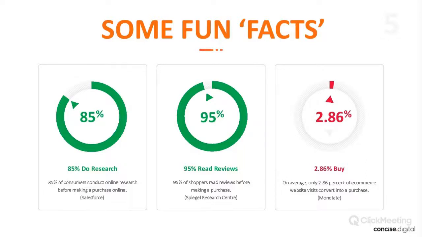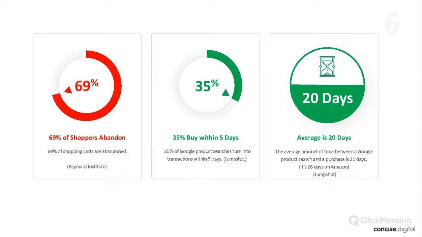So we've got a lot of people researching, a lot of people looking. Not many of those people are buying. And when they do get in and start shopping, 69% of shoppers abandon the process. But here's the good news. When people start doing Google searches, according to JumpShot, 35% of these Google product searches turn into transactions within 5 days. And the average is 20 days. When somebody starts a product search and then moves on to purchase, the average time is 20 days.